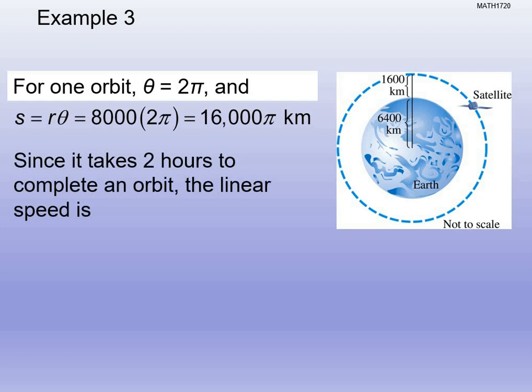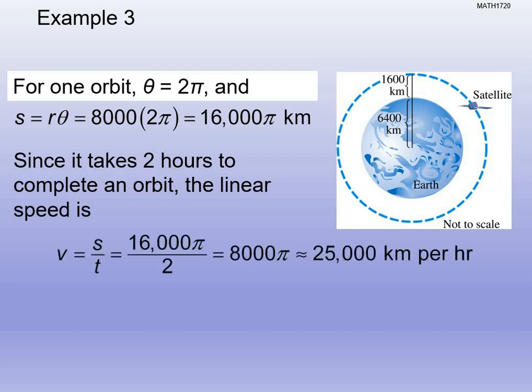Okay. So the last part of this, though, is since it takes 2 hours to complete the orbit, and what we just found is one distance, 16,000 pi kilometers. That's one time around. So we know that it takes 2 hours to complete that. We actually have to do a little bit more math behind that and cut it in half, right? So one complete orbit is 16,000 pi kilometers, but we know it takes 2 hours, so we got to divide that by 2. So 16,000 divided by 2 is 8,000. So we end up with 8,000 pi, which is approximately 25,000 kilometers per hour.